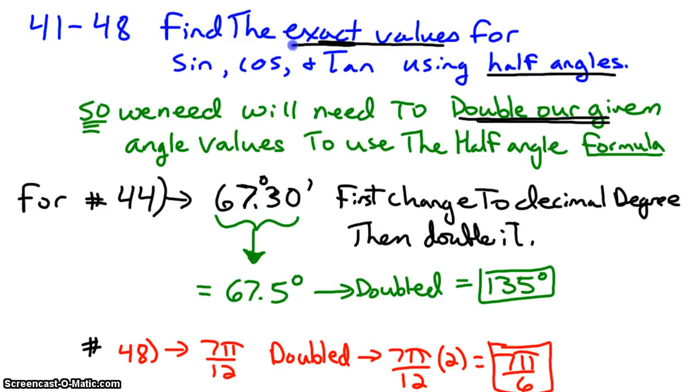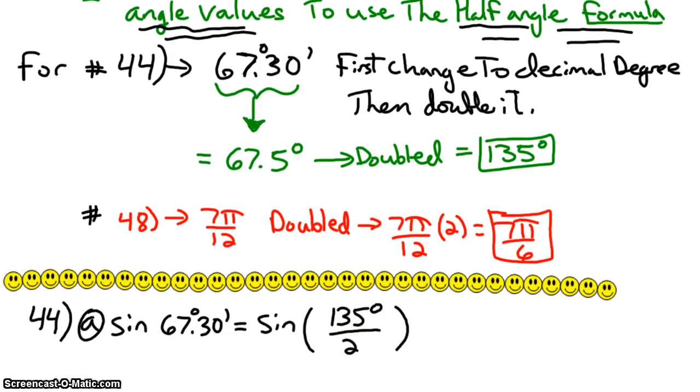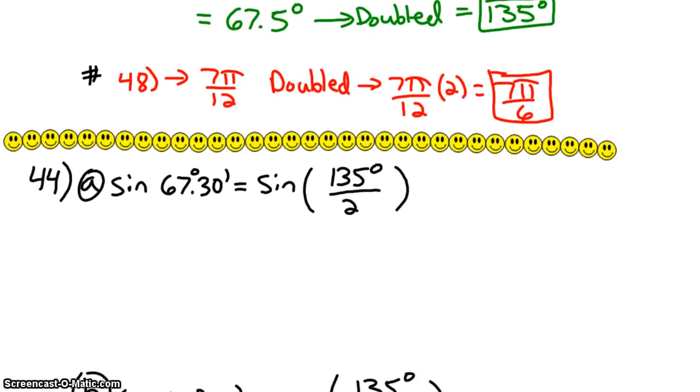So they give us some angle values. We're going to have to double those, and then we can use our half angle formula. So let's see how this is done. I'm going to do 44 and 48. I realize they're not your actual problems, but they will show us how to work out each of these problems.